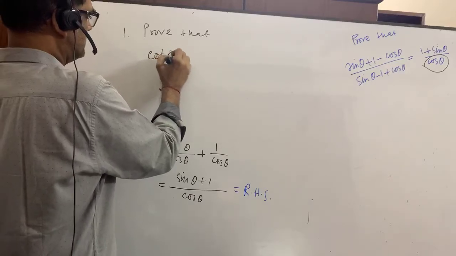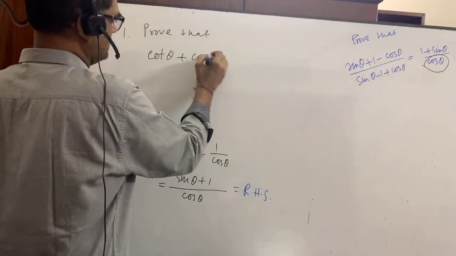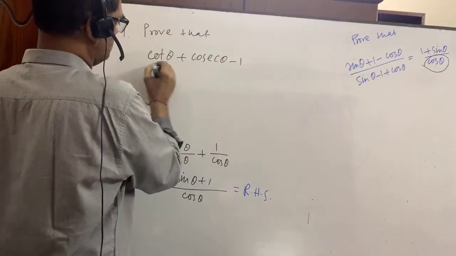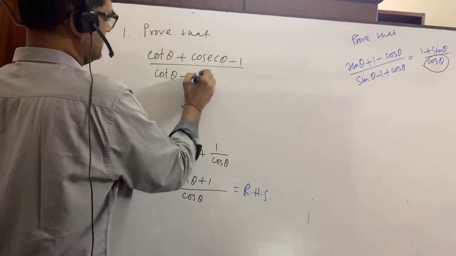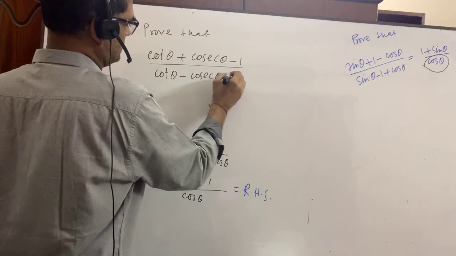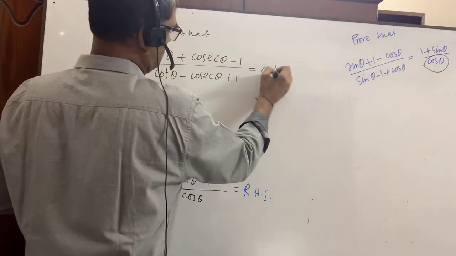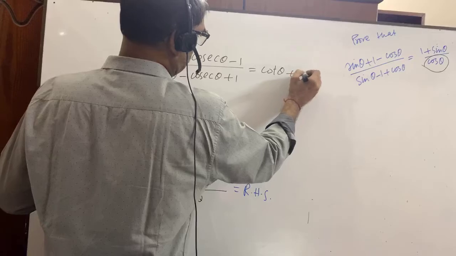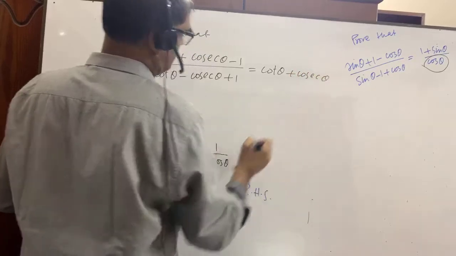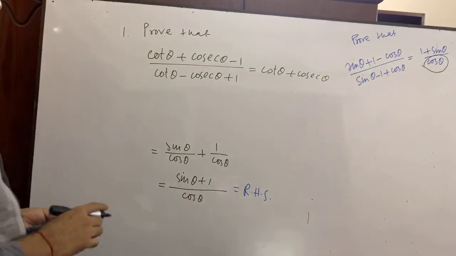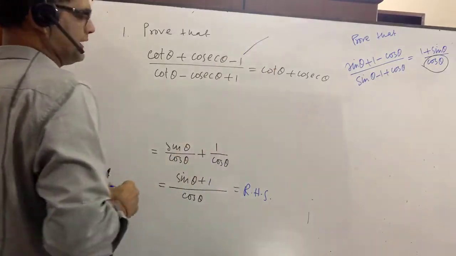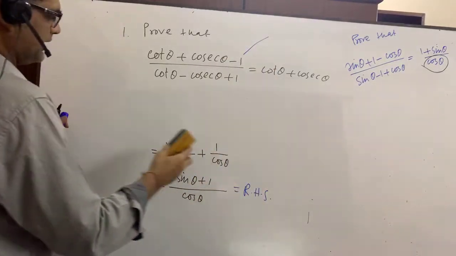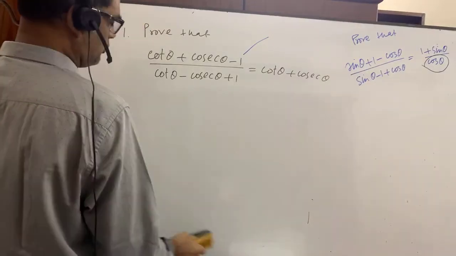Prove that (cot theta plus cosec theta minus 1) by (cot theta minus cosec theta plus 1) is equal to cot theta plus cosec theta. Okay, same math. What will you do? You will just put here the trigonometric identity. This is question number 1.